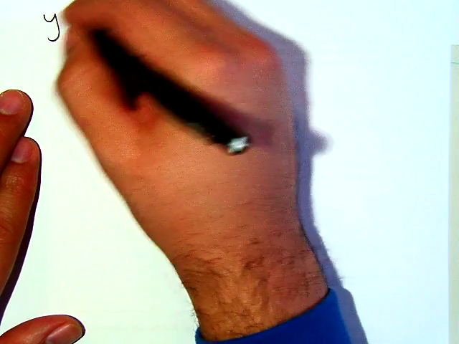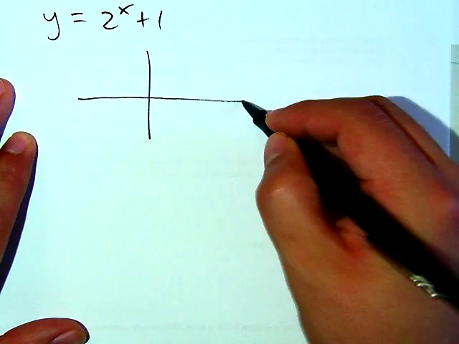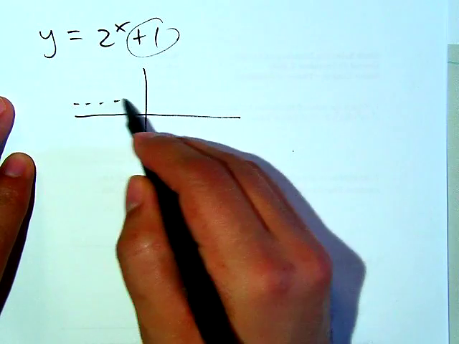So just real quickly, here's what I mean by that. Like if we have y equals 2 to the x plus 1, this tells me that the horizontal asymptote is 1.